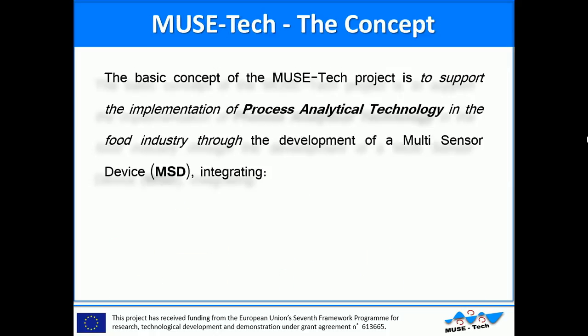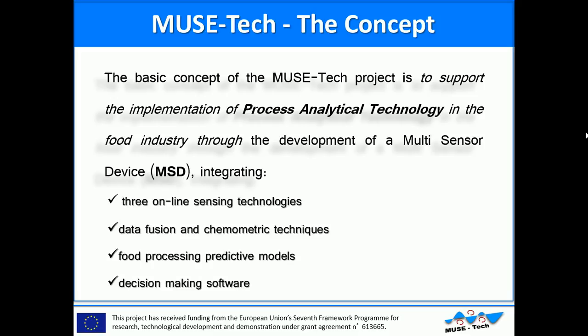The basic concept of the MUSE-Tech project is to support the implementation of process analytical technology in the food industry through the development of a multi-sensor device integrating 3 online sensing technologies, data fusion and chemometric techniques, food processing predictive models, and decision-making software.